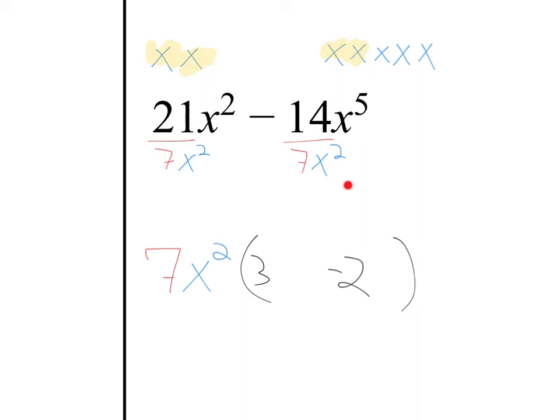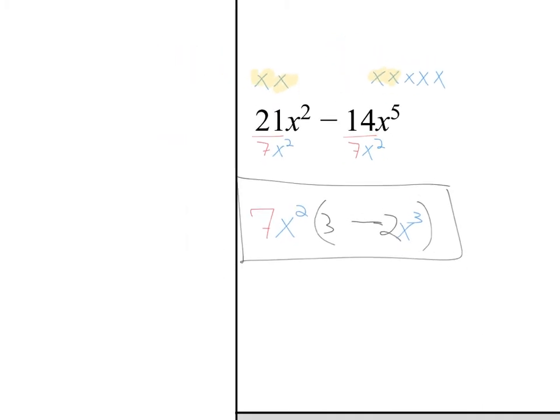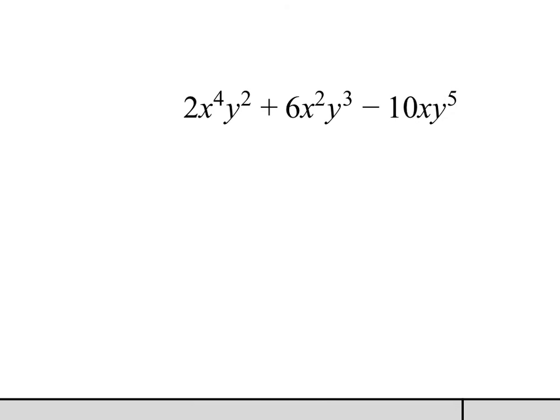On the next term over here, 14x to the 5th, I had 5 x's, but I got rid of 2, so there are 3 x's remaining. So x to the 3rd. So 3 minus 2x cubed would be our answer there inside the parentheses. 7x squared times the quantity 3 minus 2x cubed. Let's crank up the challenge level, shall we?